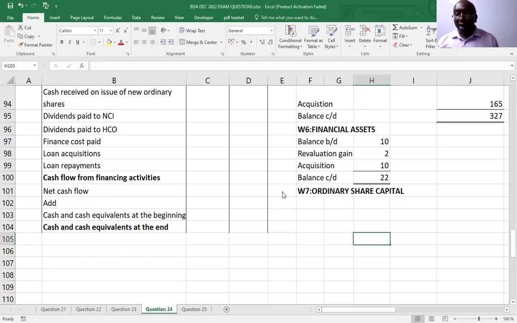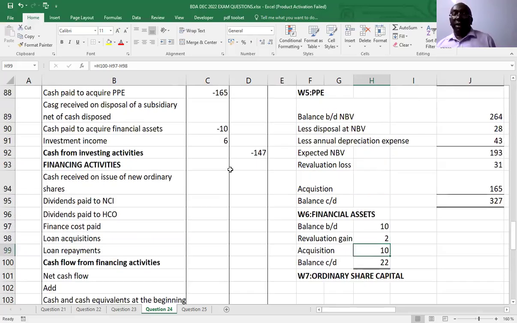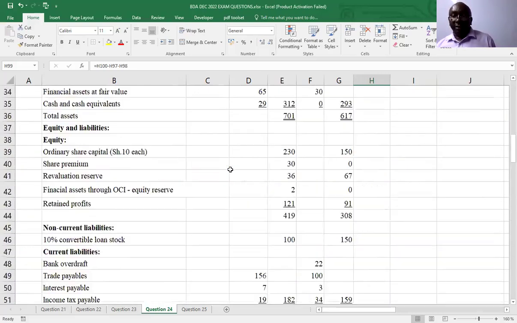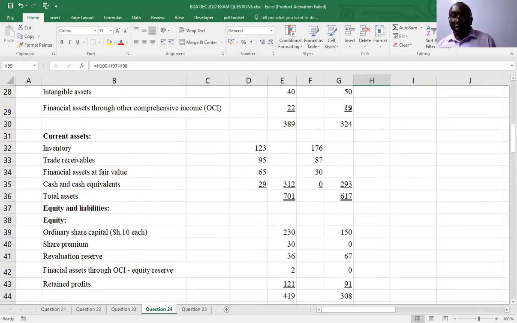Cash paid to acquire financial asset. This one, I've said the cash paid to acquire financial asset. This one, we have gotten it as... tulifungua na 10. That was the opening balance. Then there was this revaluation, so 10 plus 2, that is 12. But tunafunga na 22. Instead of closing with 12, tunafunga na 22.